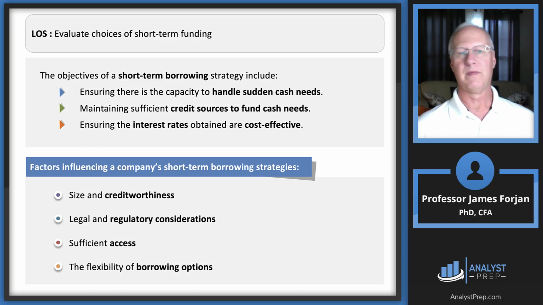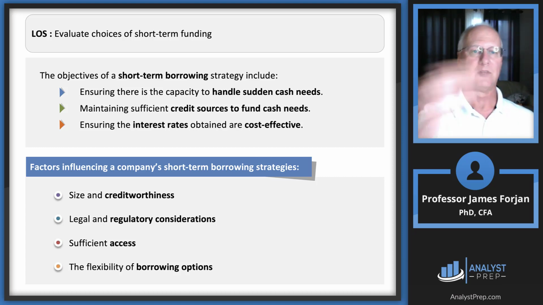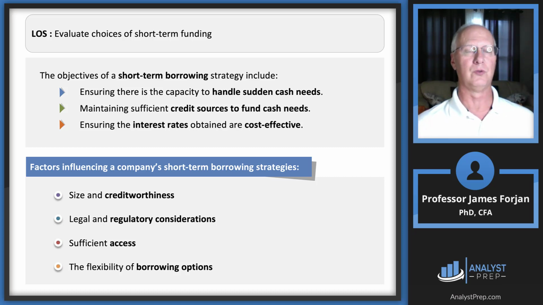Now, of course, some of these factors, you probably would know these, let's go ahead and read through these: size and credit worthiness, that makes sense, legal issues, access to capital markets and access to financial institutions, and then the flexibility of borrowing options, right? If we need this cash, it would be nice if we had lots and lots of choices from which to choose. And then we would be able to, boy, what does that say up top? Somewhere about cost effective. We'd be able to achieve that goal.